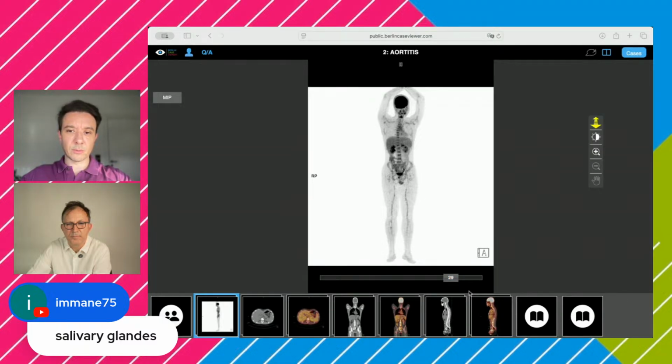How about the salivary glands? You can see them under normal conditions. And can they show up as a false negative finding?